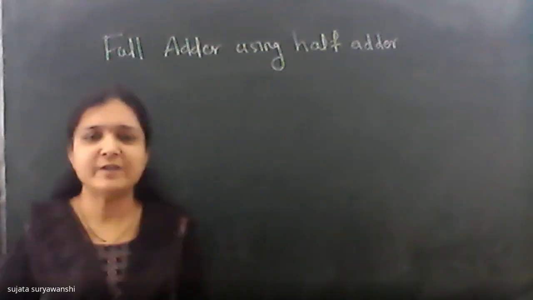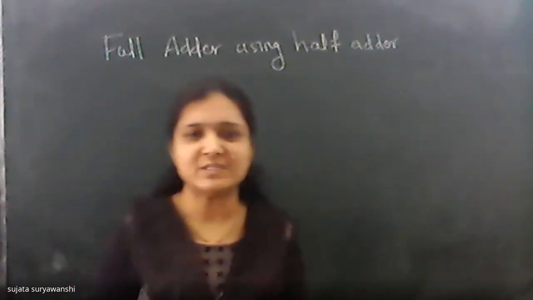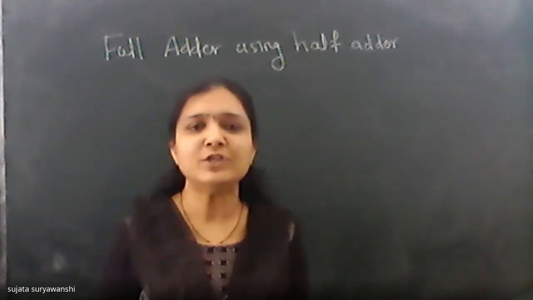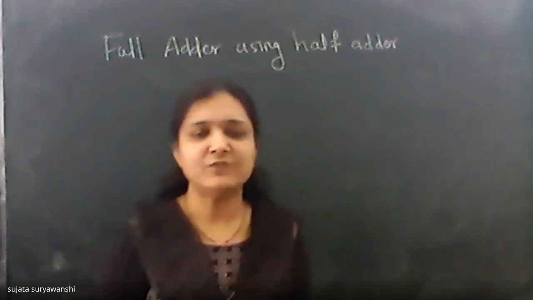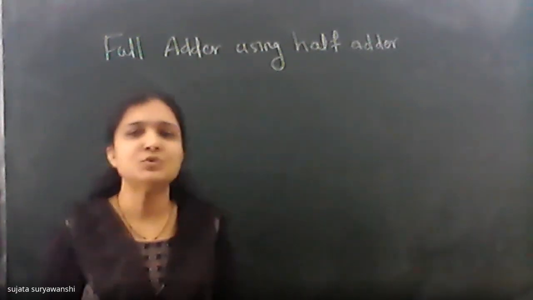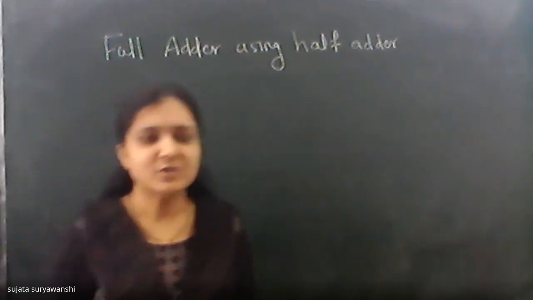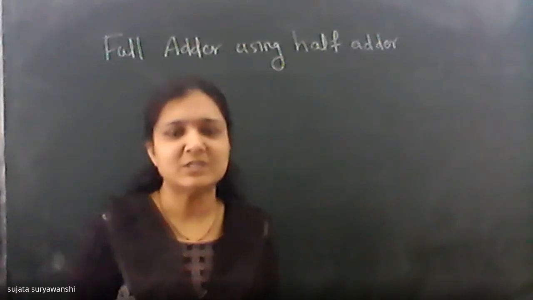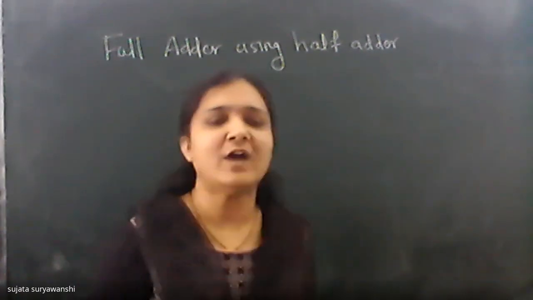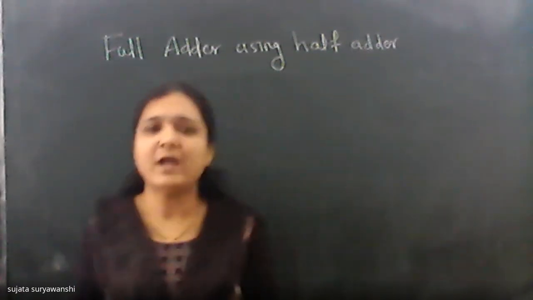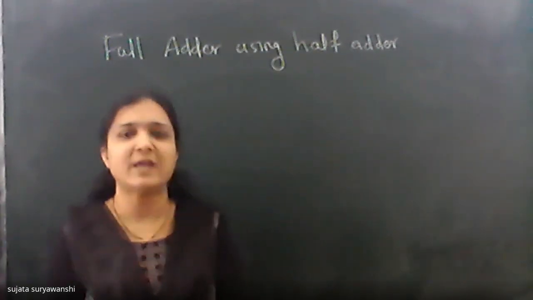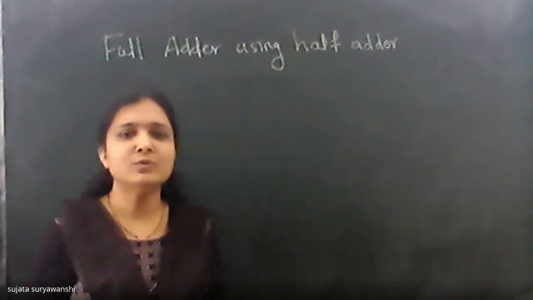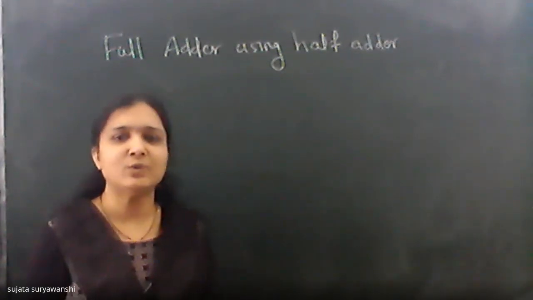Okay, so half adder and full adder both are combinational circuits, but the only difference is that half adder has only two inputs and two outputs, and full adder has three inputs and two outputs. Half adder can add only two single digits, and this is the drawback of half adder. Half adder cannot add two single digits along with carry. That's why the second one, that is full adder, is implemented to add two single digits along with carry.